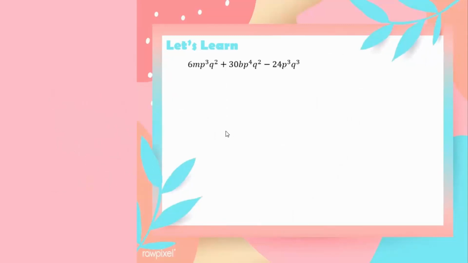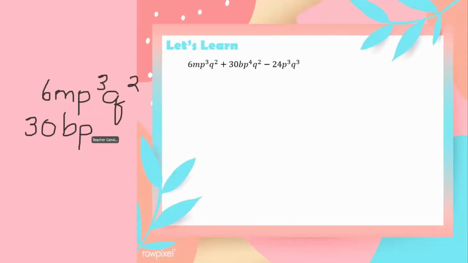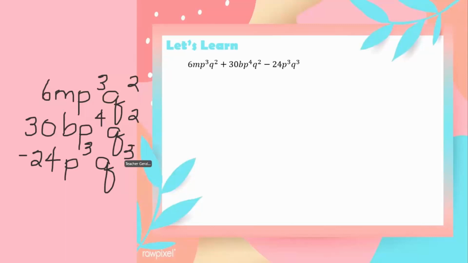What about this one? Okay, so medyo nadadalian na tayo. Let us try again. Okay, so 6m p cubed q squared. Next, we have 30b p to the fourth power q squared. And then minus 24 p cubed q cubed. Okay, so let's try to get all the factors of these terms.